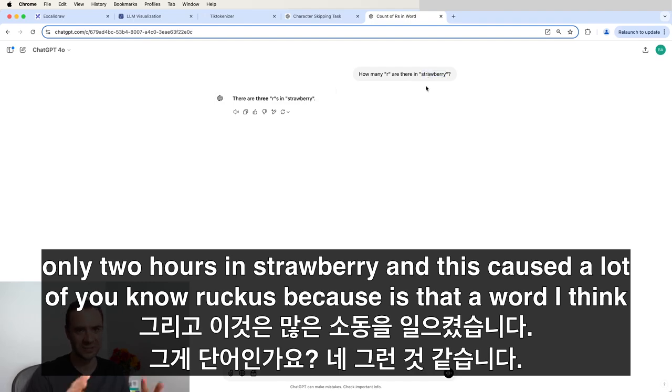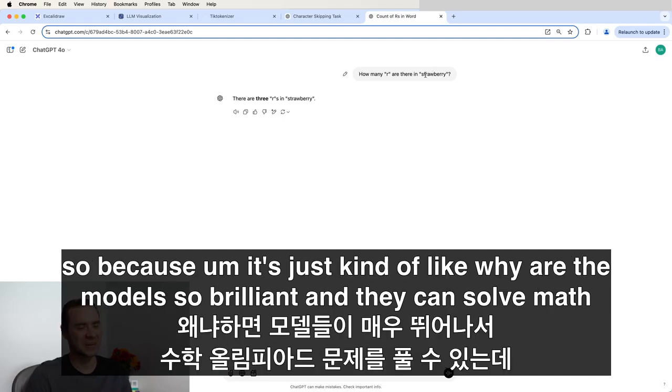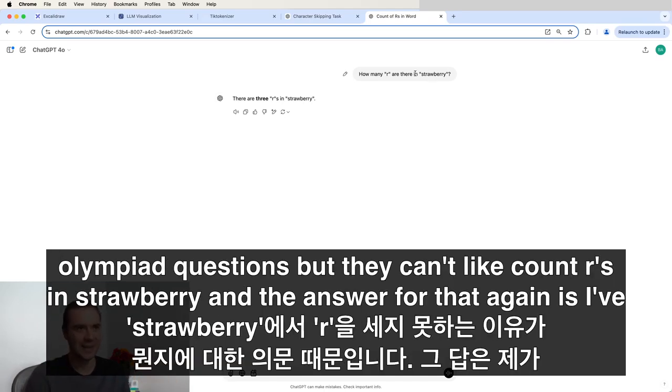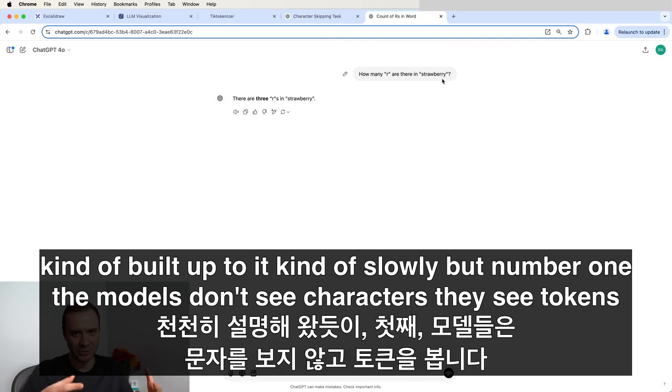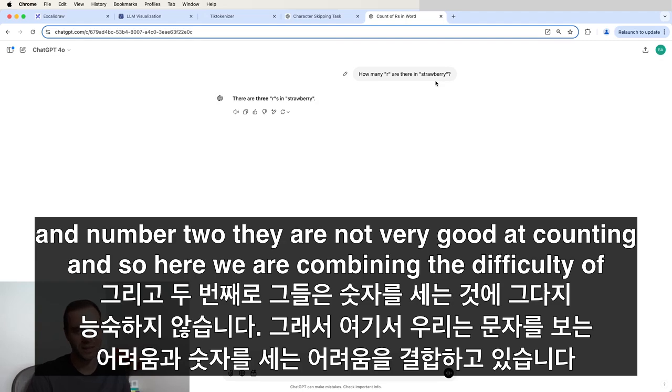And this caused a lot of ruckus, because, is that a word? I think so. It's just kind of like, why are the models so brilliant and they can solve math Olympiad questions, but they can't count R's in strawberry? And the answer for that, again, I've kind of built up to it slowly, but number 1, the models don't see characters, they see tokens. And number 2, they are not very good at counting.